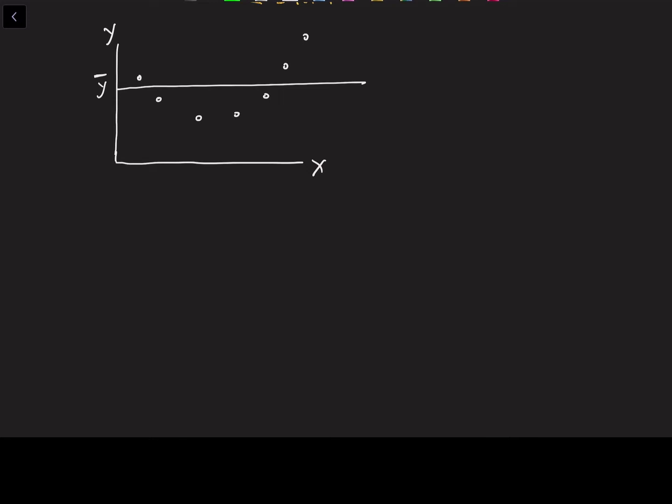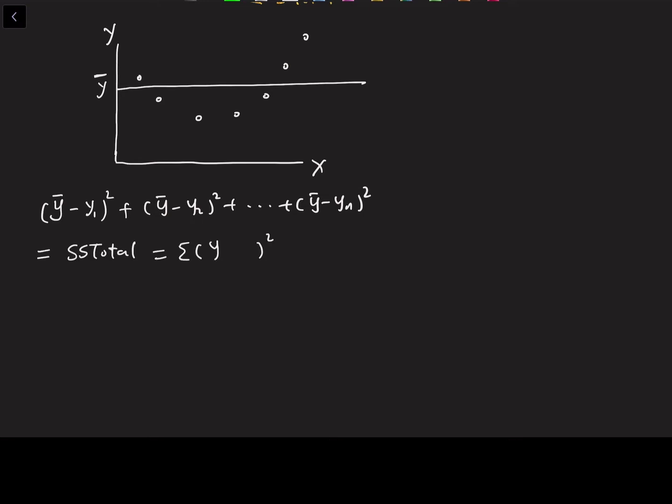Now if you use average to estimate y, the estimation error will be average minus y1 plus average minus y2 plus all the way to average minus yn. So that actually is the sum of squared total, which equals the sum of squared deviation from the average. So graphically it is this distance squared plus this distance squared plus this distance squared, right? You get this sum of squared total variation in y. This blue line represents the estimation error when you use y bar as the estimate. And squared, you get this term.